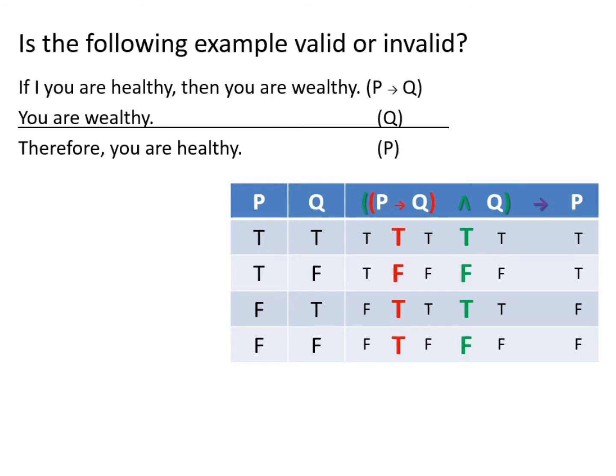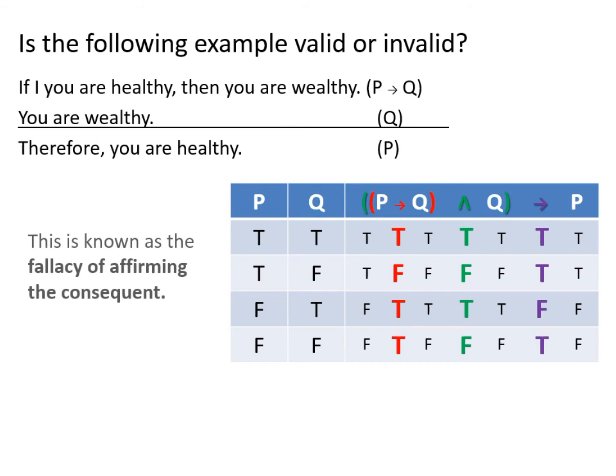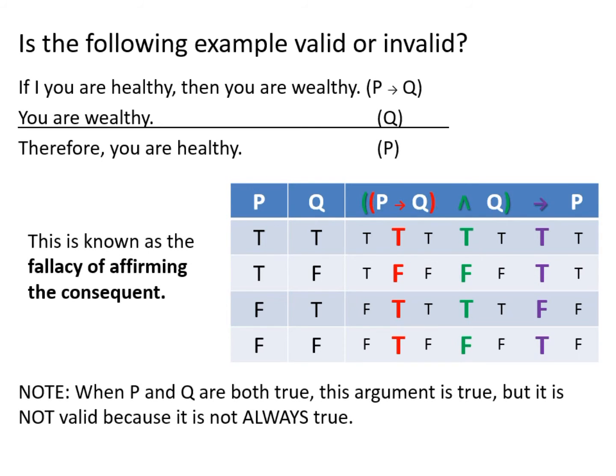We put the conditional in, and then we put it in conjunction with Q, and that gives us true, false, true, false. Then, putting that in another conditional with P, we end up with true, true, false, true. So just to run through that, in the first line, the green is true and P is true. That's true for a conditional. False into true is true for a conditional.